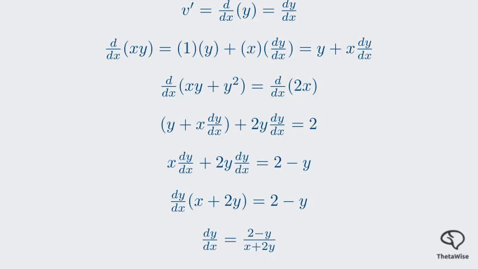This example shows how implicit differentiation can be combined with other differentiation rules, like the product rule, to handle more complicated equations.